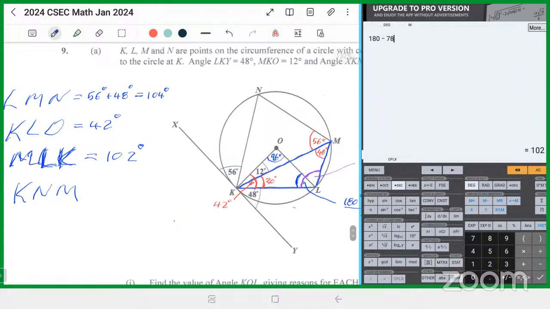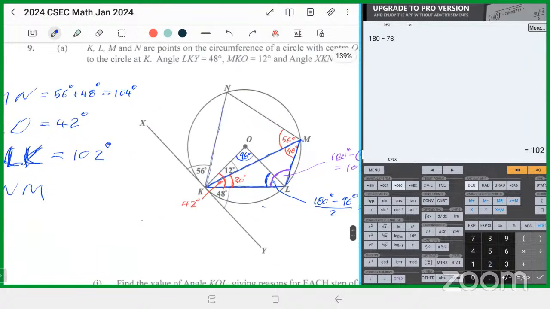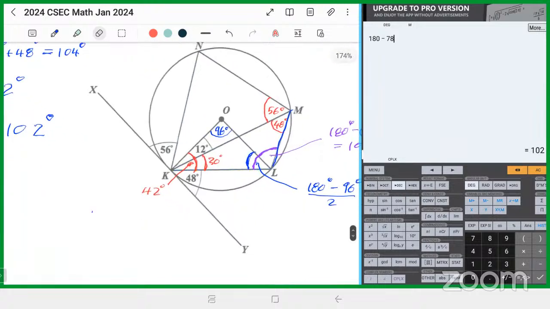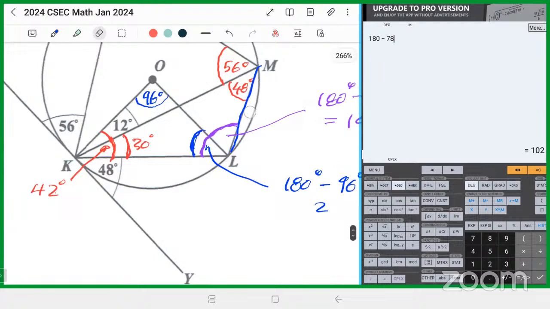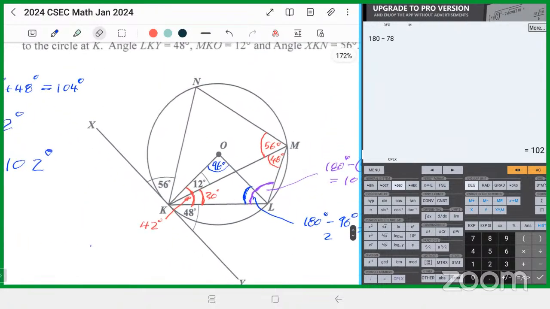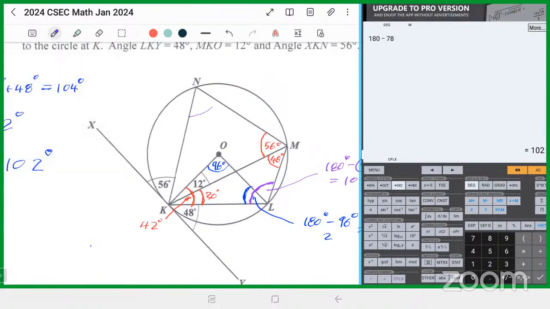The last angle I want is KNM. KNM is up here. Alright, so let me take out these for the blue triangle. Let's remove these. I know I want this angle over here, KNM. Alright, this angle is the next angle that I want. K to N to M, this angle.